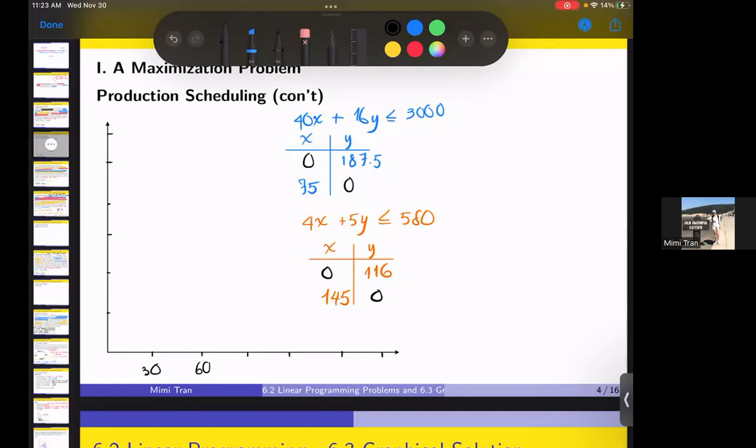30, 60, 90, 120, 130, 150. 30, 60, 90, 120, 130.